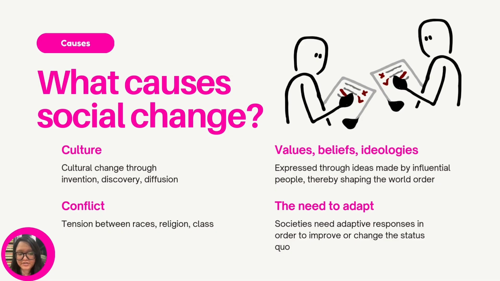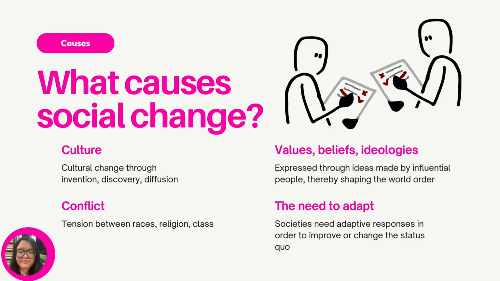Culture change through invention, discovery, and diffusion causes social change. So, what happens when there's a new invention or a new discovery or a diffusion of something? This can cause social change. Social change also happens because of rising conflict, for example, between races, religion, and class. A social change happens in the rise of idealistic beliefs, values, or ideologies.